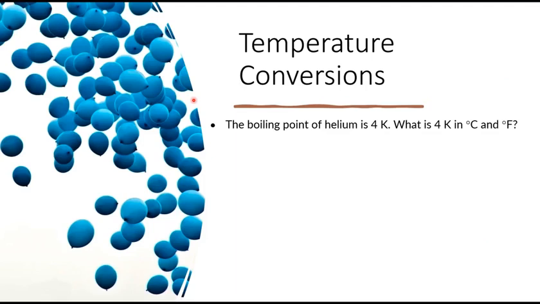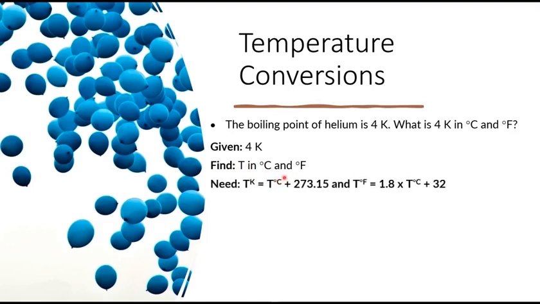Temperature conversions. Let's go ahead and practice converting between the different temperature units. Consider the boiling point of helium. It boils at 4 Kelvin. What is 4 Kelvin in degrees Celsius and degrees Fahrenheit? We're given 4 Kelvin. You want to find the temperature in degrees Celsius and degrees Fahrenheit. We're going to need to use the temperature equations that relate Kelvin and Celsius and Fahrenheit.